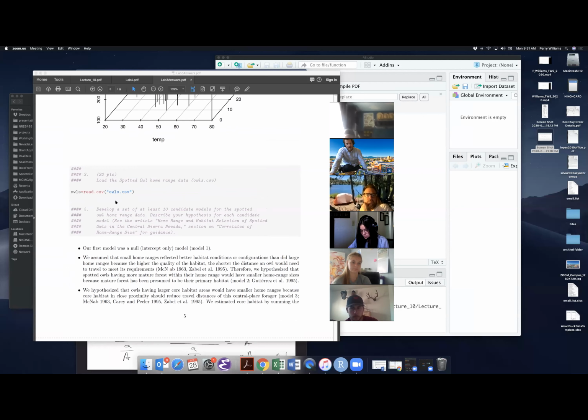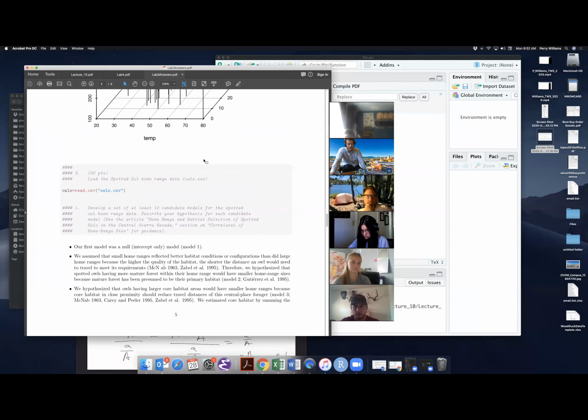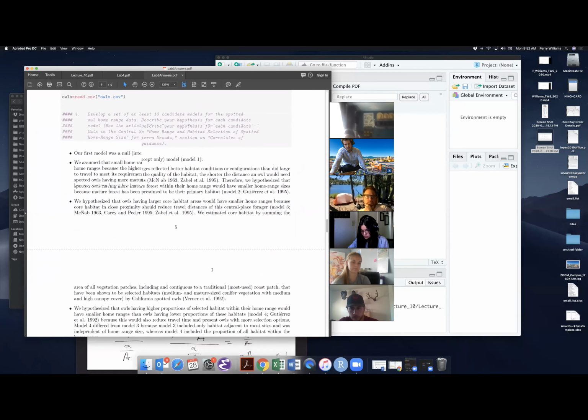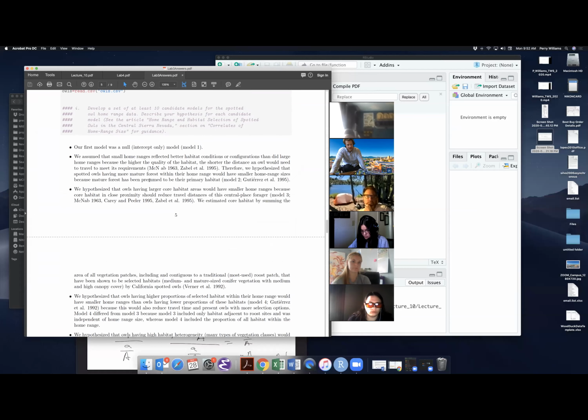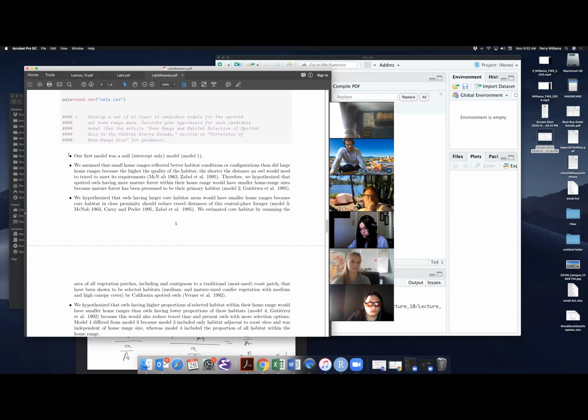So this was lab 3, question 3, part I. It says develop a set of at least 10 candidate models for the spotted owl home range data. So very similar idea to the question in lab 4. And here's what those solutions look like. We have 10 models. Each one is described by a bullet point here.